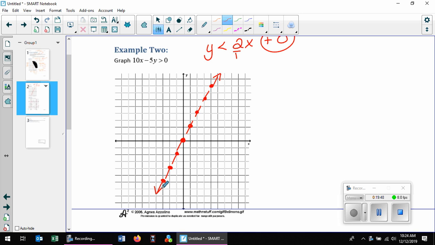Now we're going to do our test point. I can't pick 0, 0 because it's on the boundary. 1 and 1. I can do 1 and 1. I always like to put students into my original, not my rearranged. Where is it? Great. So 1, 1 is not on the line, it's on the right-hand side.